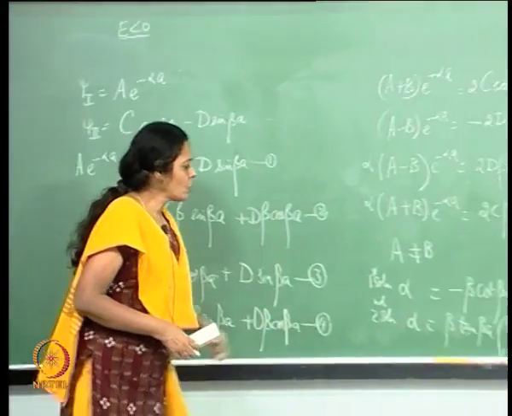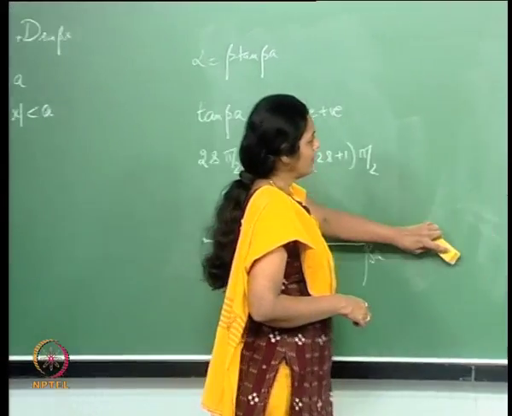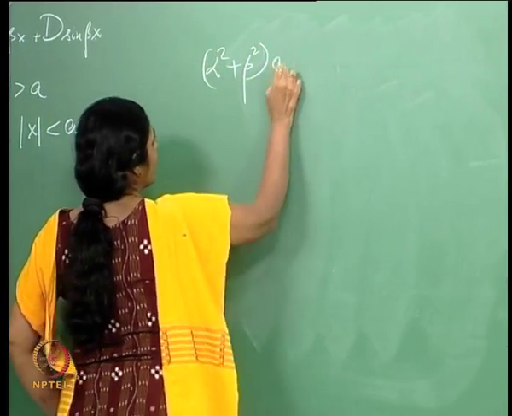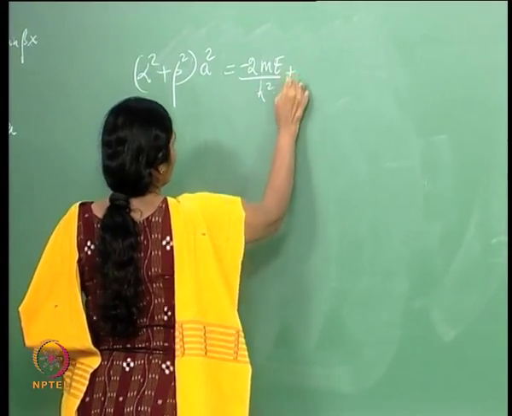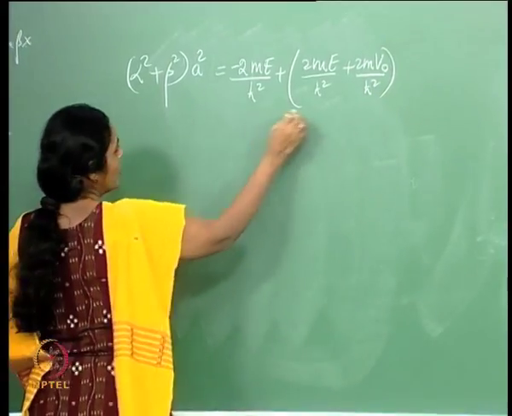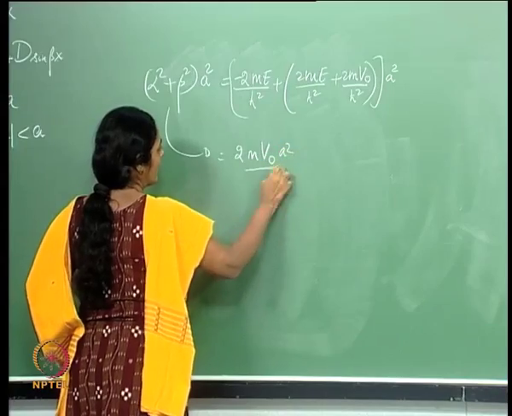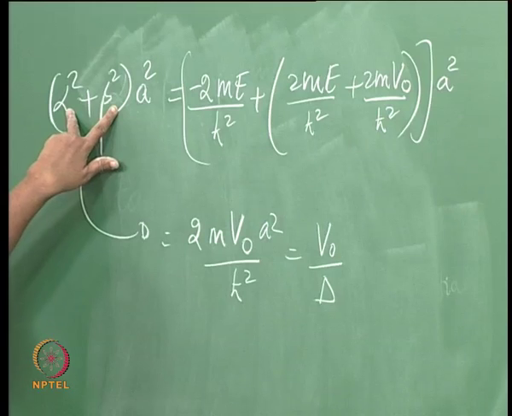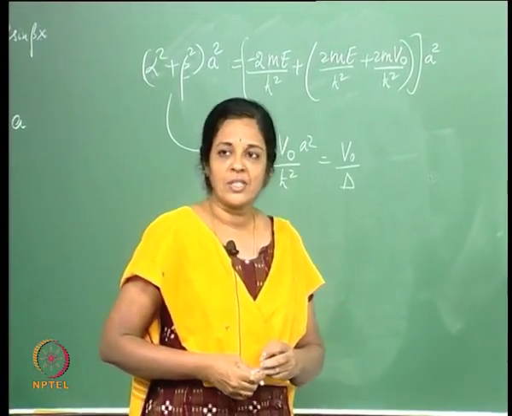Now let us go back and use the fact that alpha A is dimensionless and beta A is dimensionless, and therefore I can do the following thing. I can find out alpha squared plus beta squared A squared. Now alpha squared plus beta squared, you will recall, is 2mE by h cross squared plus 2mV naught by h cross squared, and therefore times A squared. So this object is simply equal to 2mV naught A squared by h cross squared, but that is the same as V naught by delta, where delta was h cross squared by 2mA squared. So here is a dimensionless quantity that is equal to another dimensionless quantity V naught by delta, which is the strength of the potential. That is the significance of alpha squared plus beta squared times A squared.